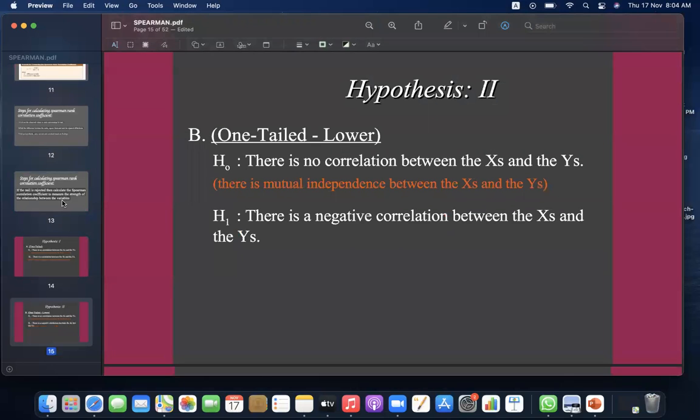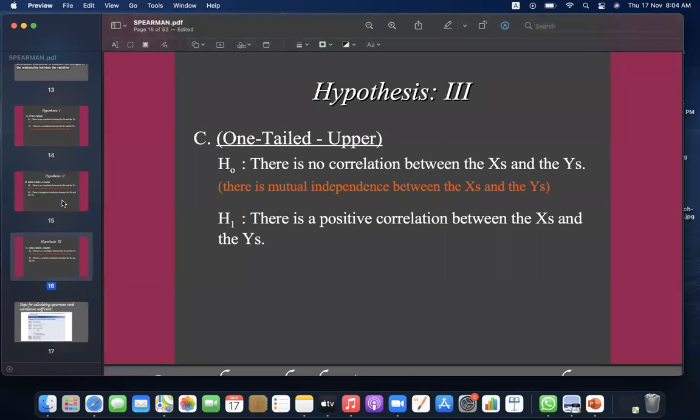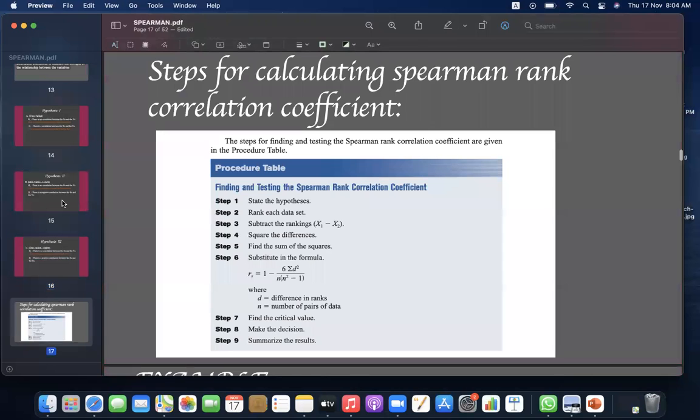Hypothesis 2, one-tailed lower. Null hypothesis, there is no correlation between the x's and the y's. There is mutual independence between the x's and the y's. Alternate hypothesis, there is a negative correlation between the x's and the y's. Hypothesis 3, one-tailed upper. Null hypothesis, there is no correlation between the x's and the y's. There is mutual independence between the x's and the y's. Alternate hypothesis, there is a positive correlation between the x's and the y's.